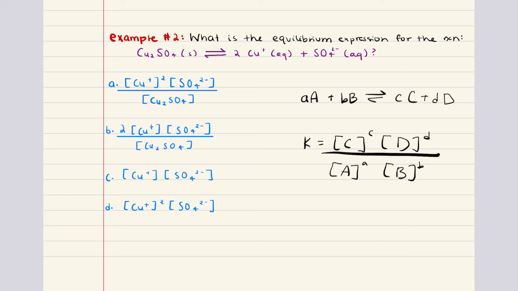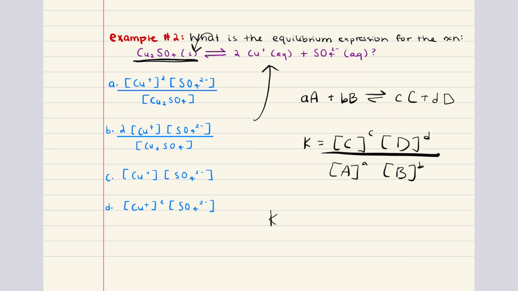There are a couple of important notes to keep in mind. In equilibrium expressions, the concentrations of pure solids and liquids are not included because their concentrations do not change. Only the concentrations of aqueous and gaseous species are included in the equilibrium expression. So if we're looking at this reaction right here, we notice that the reactant is a solid. It will not be included in our equilibrium expression. It is also the only reactant, so actually our equilibrium expression will not have a denominator.